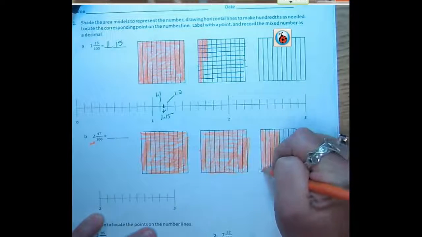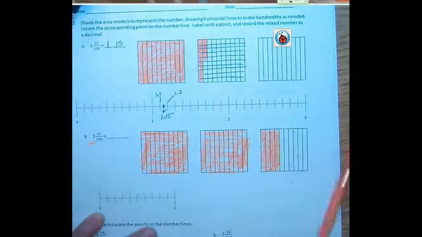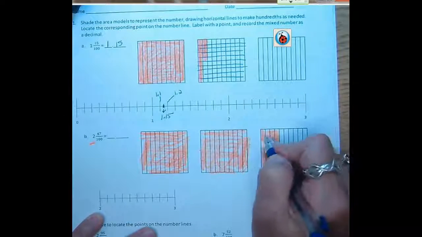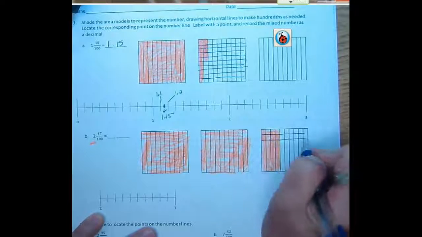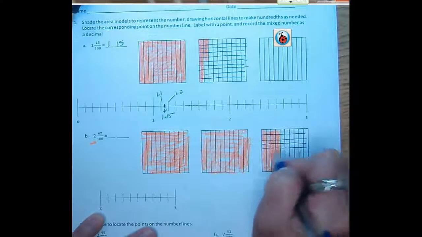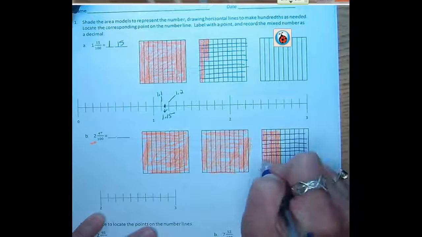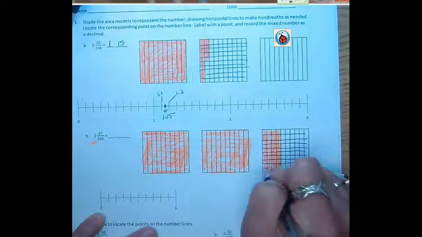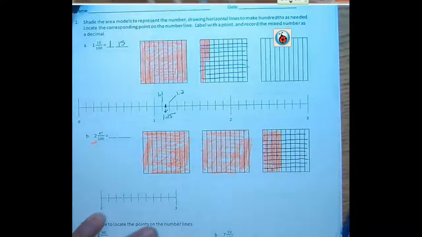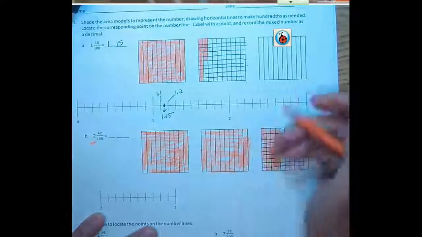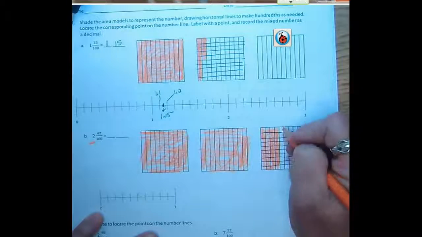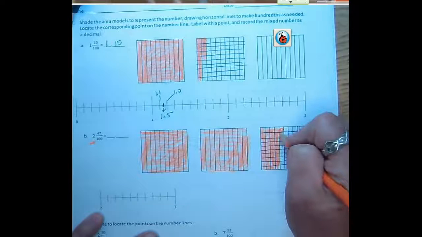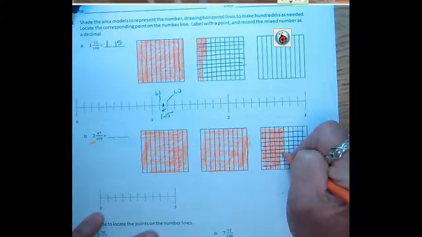I shade in my tens first. Then I can go back and make my hundredths. 1, 2, 3, 4, 5, 6, 7, 8, 9, 10. Okay. Now I can shade in 7 hundredths. And I'm going to do it all the way down. 1, 2, 3, 4, 5, 6, 7.